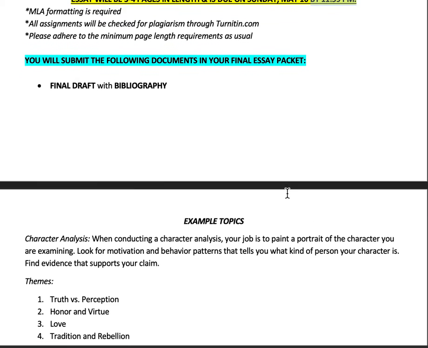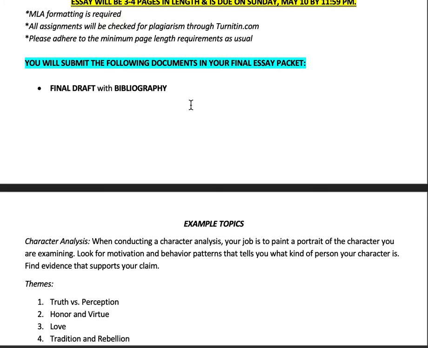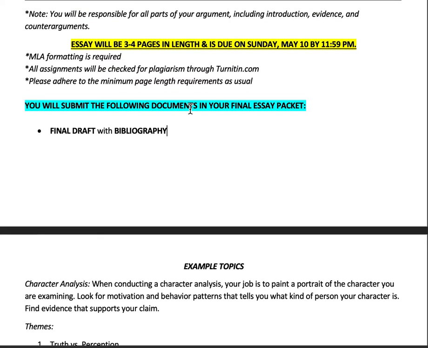The only thing you need to submit in your essay packet is your final draft. If you use any source materials, you need to include them on a bibliography. Otherwise, your bibliography will have the entry of the short story on it. If you're not sure how to cite a short story, I highly suggest just Googling Purdue OWL, and that will tell you how to cite a short story in MLA.